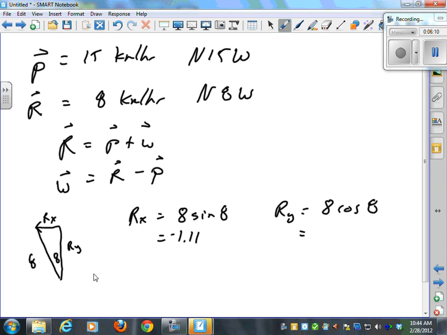Yeah, but the actual vector is 8 kilometers an hour at north, 8 west, right? So it's actually up and to the left, right? So ry is going to be 8 cos 8, which is 7.9, and it's up, so that's positive.